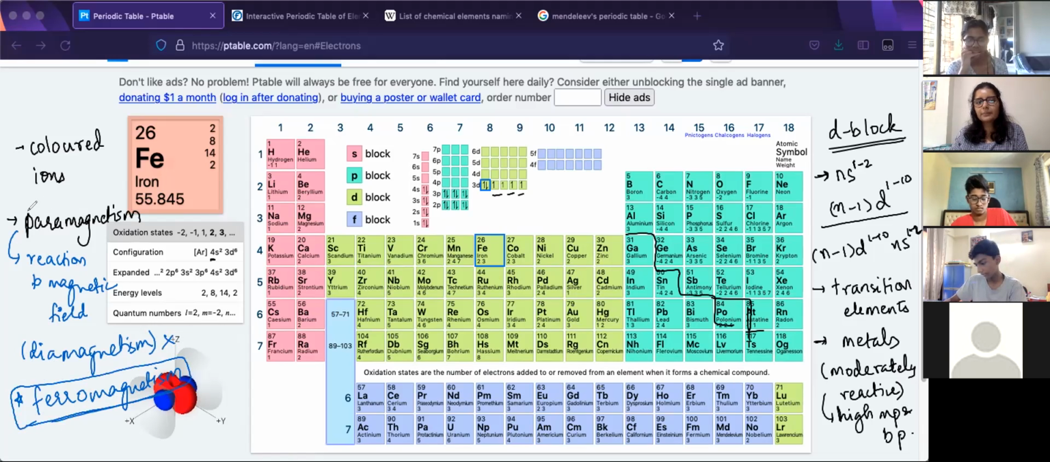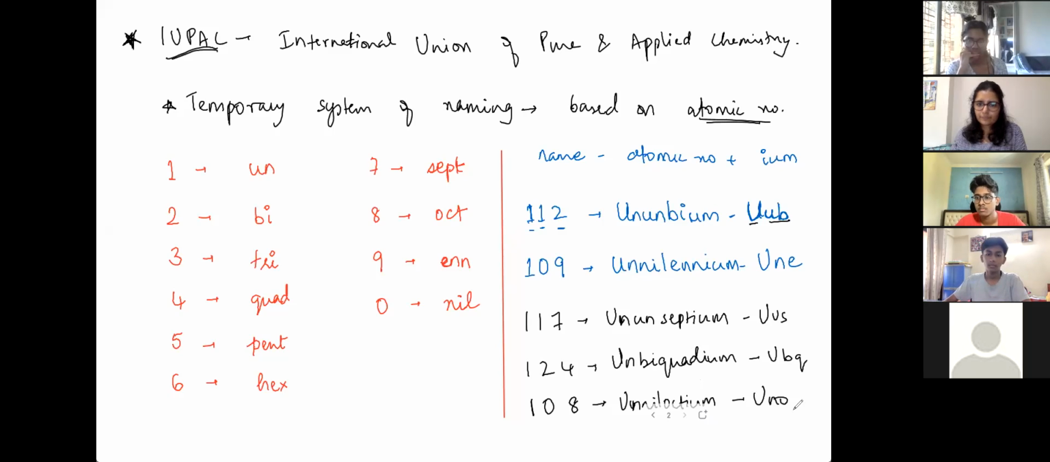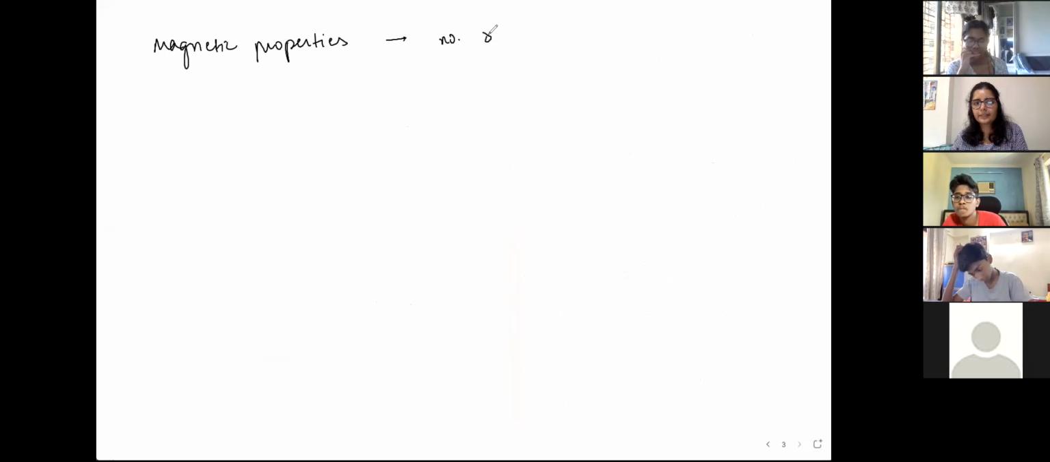So whether something is paramagnetic, diamagnetic, or ferromagnetic, or for now we'll only consider paramagnetic or diamagnetic, this depends on the number of unpaired electrons. I'll just write on the whiteboard because it's easier. So magnetic properties depend on the number of unpaired electrons. Unpaired being the keyword.